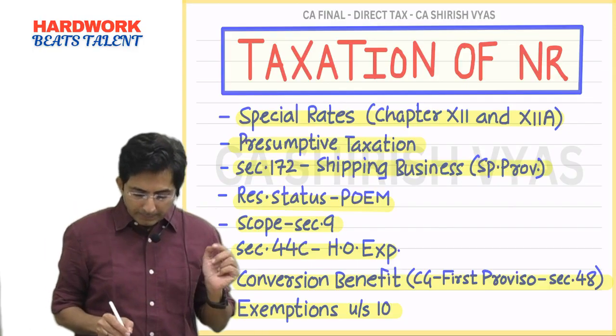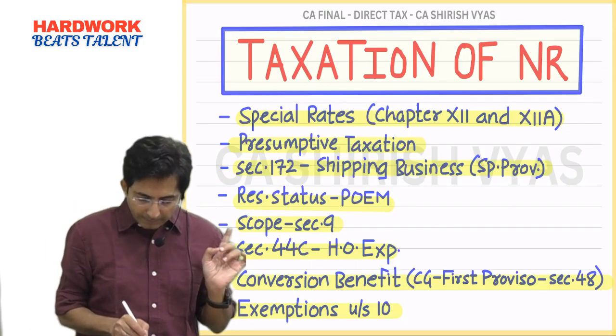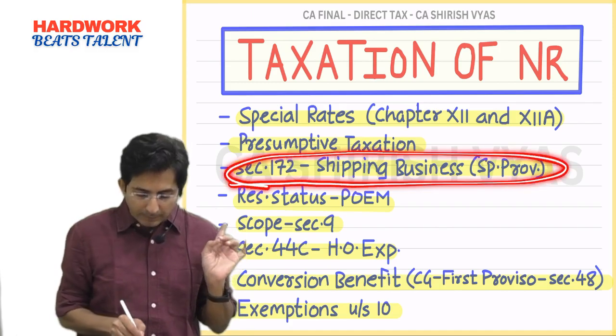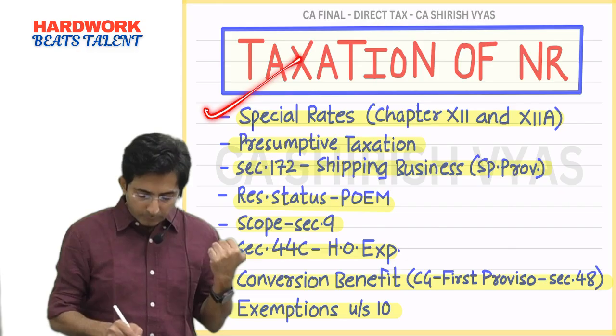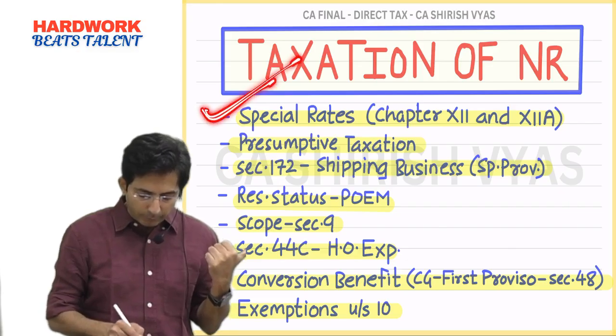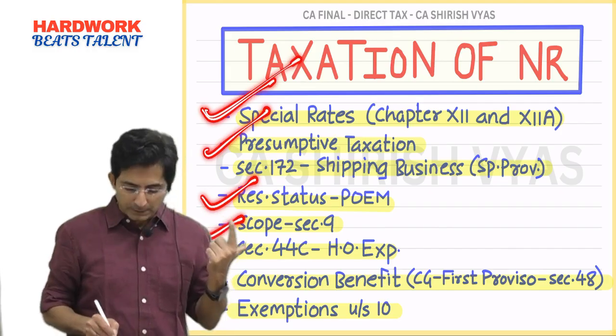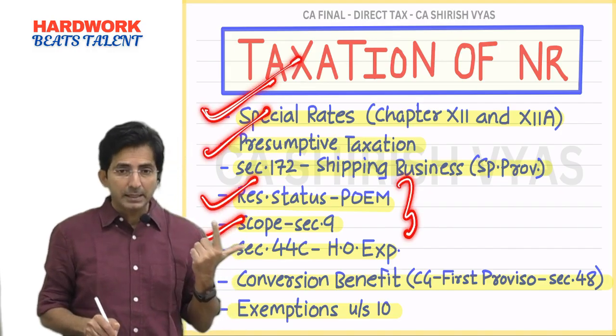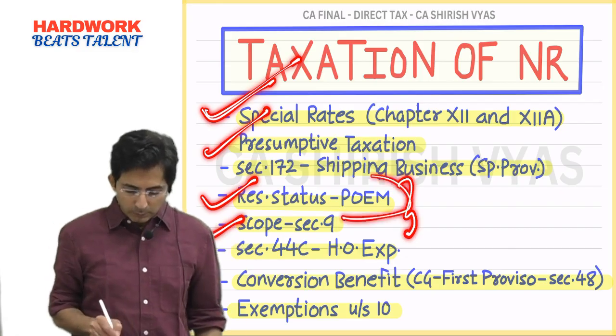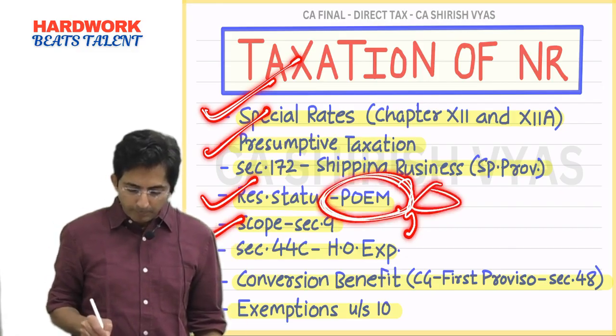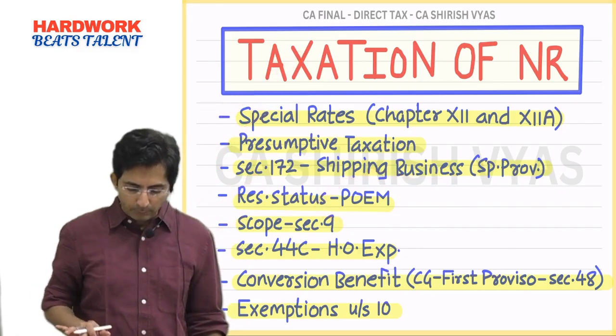So now I am skipping this for the timing. This I will take later. After the first and second, I am directly going to the third and fourth section. Sorry, fourth and fifth section, residence status and section 9. Can you see this word POEM? This is a very important concept in CA Final.